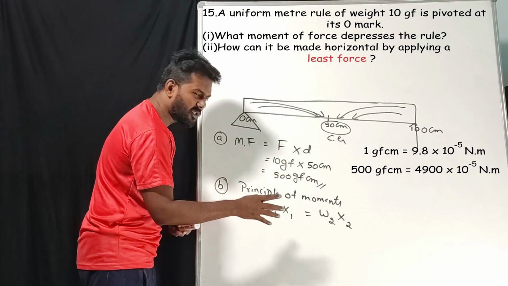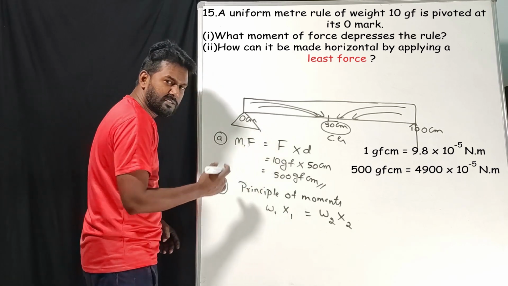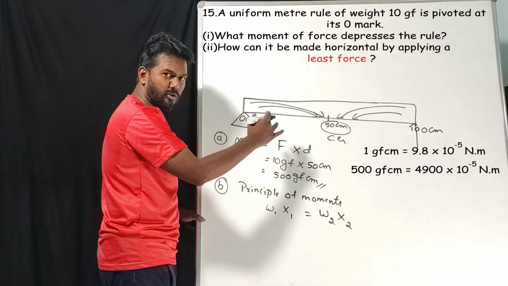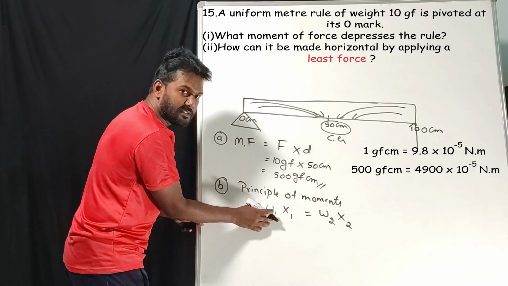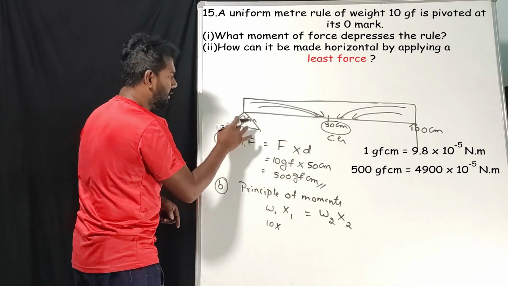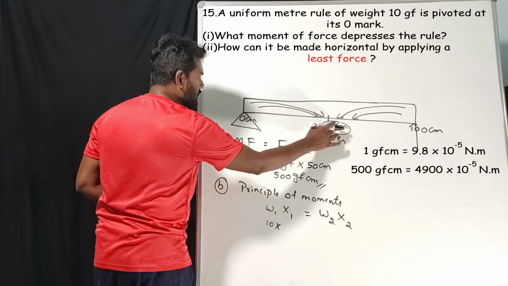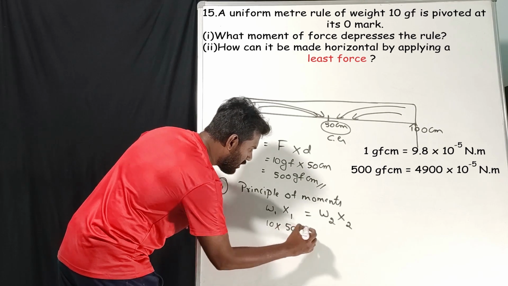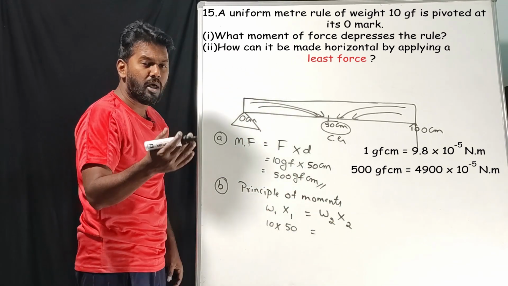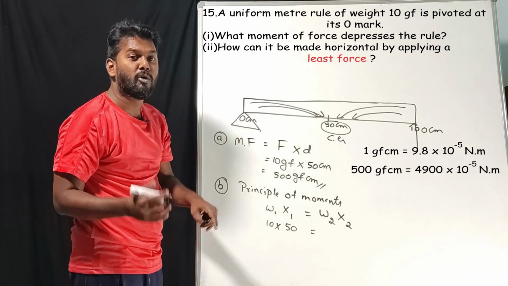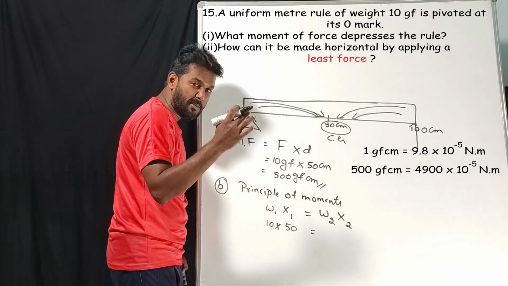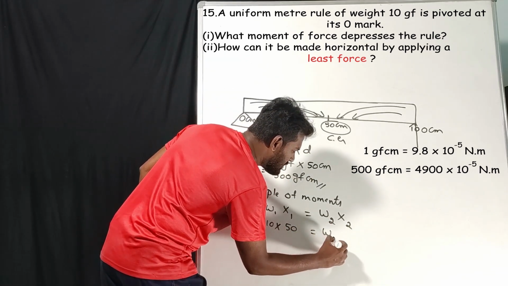Okay. After this, substitute the values. W1 and X1 are related to the anti-clockwise, left side, correct? Here we don't have any force or load, so we take the weight of the scale, that is 10 into X1. That will be from the fulcrum to the 50th point. Next, W2. W2 is nothing but a load, but in this case we are talking about force. W2 we don't know, it is the minimum force we have to apply. Okay, we'll take it as W2.